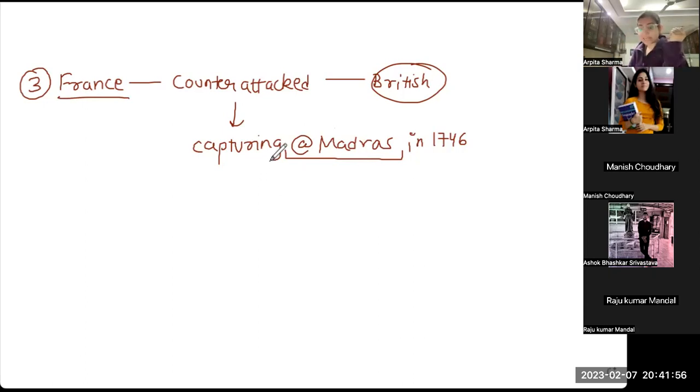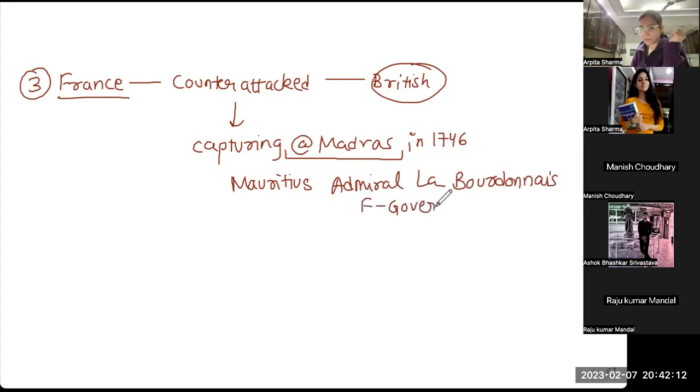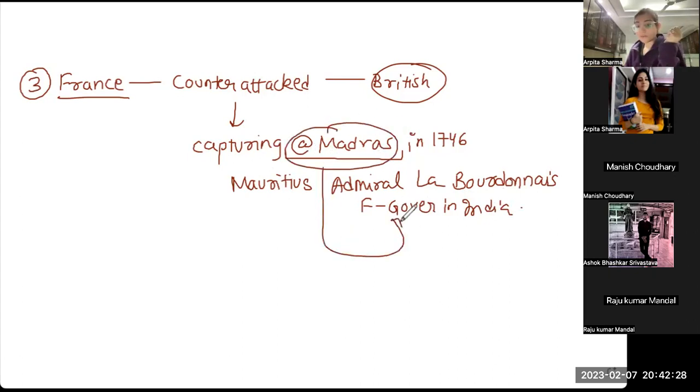But here in India, there was a governor of France whose name, write it down, was Mauritius Admiral La Bourdonnais. He was the French governor in India. Okay? So he was not happy with this instruction by the French government. Why should we tie up our hands and not do anything when the Britishers are so evil and so stupid? So he captured Madras, not the French government. This governor in India, Bourdonnais, captured Madras in 1746.